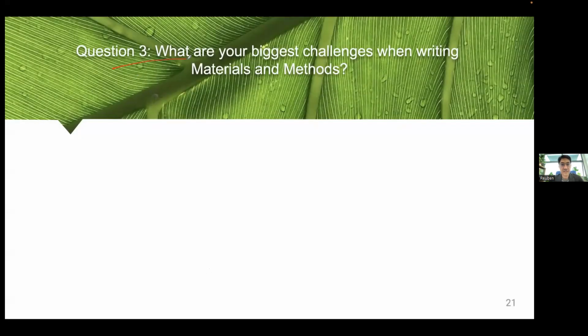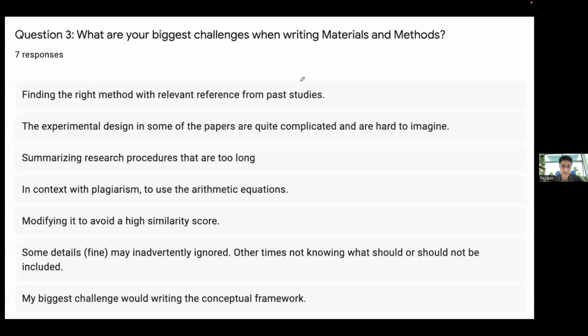All right, on to question 3. What are your biggest challenges when writing material and methods? These are some of the responses. Have a look.